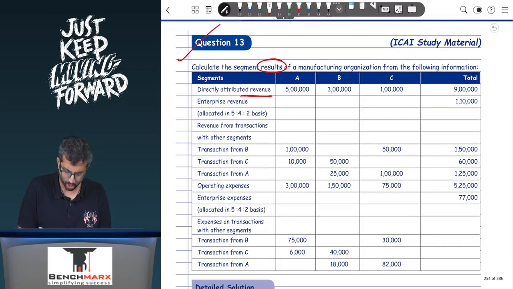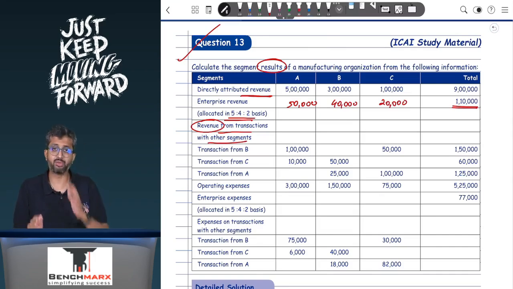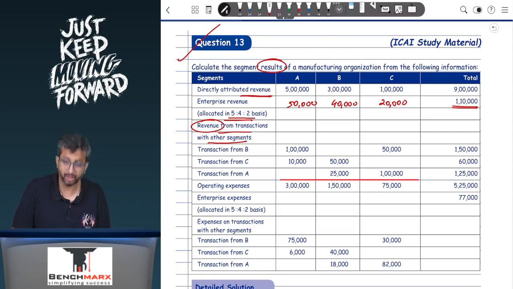Directly attributed revenue will be a part of your segment revenue. Enterprise revenue is allocated in the ratio 5:4:2. So this is divided by 11, that is 10,000. So this is 50,000, 40,000 and 20,000. This is how you will allocate. Then there is revenue from transactions with other segments. Remember, in segment revenue, you will include inter-segment revenue as well. Hence, if I total this, I will get my total segment revenue.